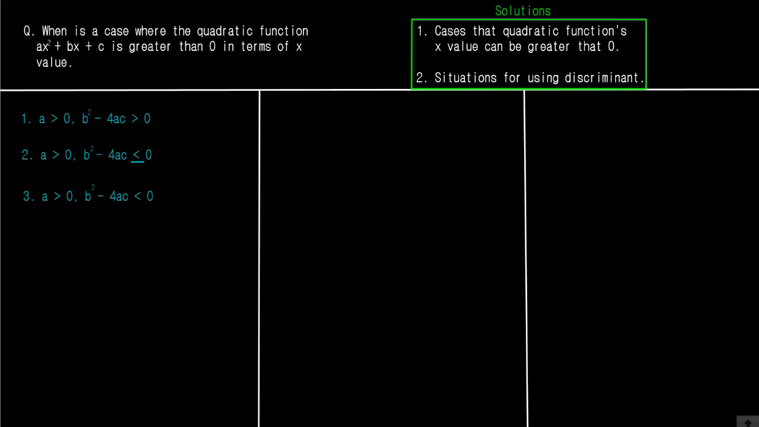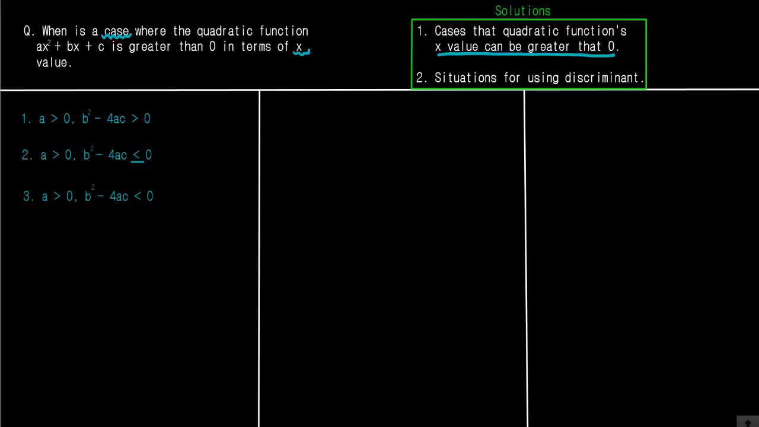At first, the question asks when the quadratic function ax squared plus bx plus c is greater than 0 in terms of x value. So we think about the cases where the quadratic function's value can always be greater than 0. And secondly, we need to think about situations for using the discriminant, which we can talk about later while solving this question.